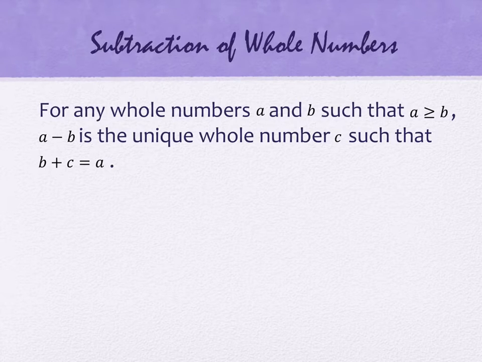Write it down. Okay, so a and b, a is bigger than or equal to b. a minus b is the unique whole number c such that b plus c equals a.